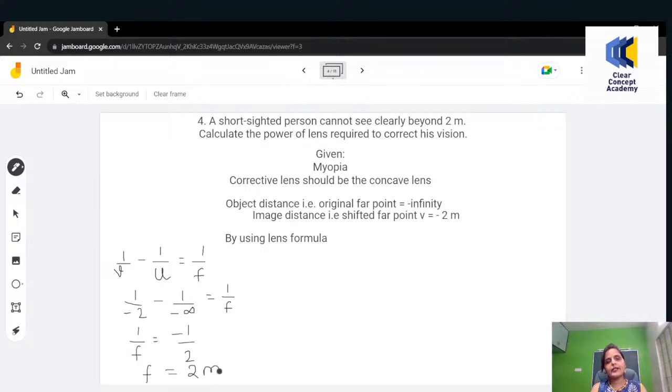But did they ask us to find the focal length? No. They have asked us to find the power of the lens. So what is the formula for finding the power of the lens? It is P is equal to 1 upon f.